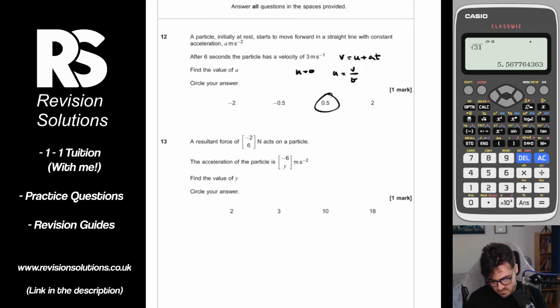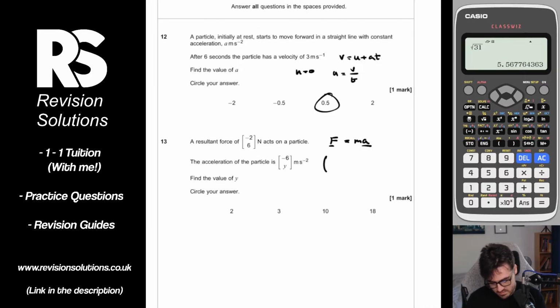Then we have, for question 13, a resultant force of minus 26 newtons acts on a particle. The acceleration of the particle is minus 6y meters per second squared. Find the value of y. Well, Newton's second law, F equals ma, gives us the relationship between resultant force and acceleration. So F equals ma in vector form is all we're having to deal with.